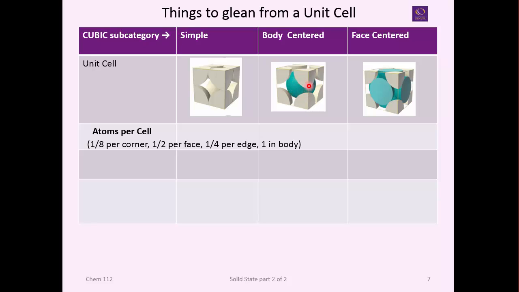Well, of course, that's one entire atom. The one that isn't demonstrated on here is if you have one along the edge. If you have an atom that's basically centered along an edge, that would represent 1/4 of an atom. And we'll see that example later.